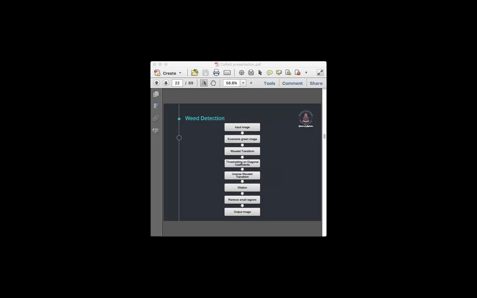And then comes the weed detection module, where we have the input image. We get an excessive green image of the field, because this is our first clue that the crop and the weed are mostly green in color. When we talk about this, it's the weeds in rice crop, so we wanted to use that prior. Then we had wavelet transform, thresholding on diagonal coefficients, inverse wavelet transform, and dilation. Then we removed small regions, and then we get the output images. Next slide, please.